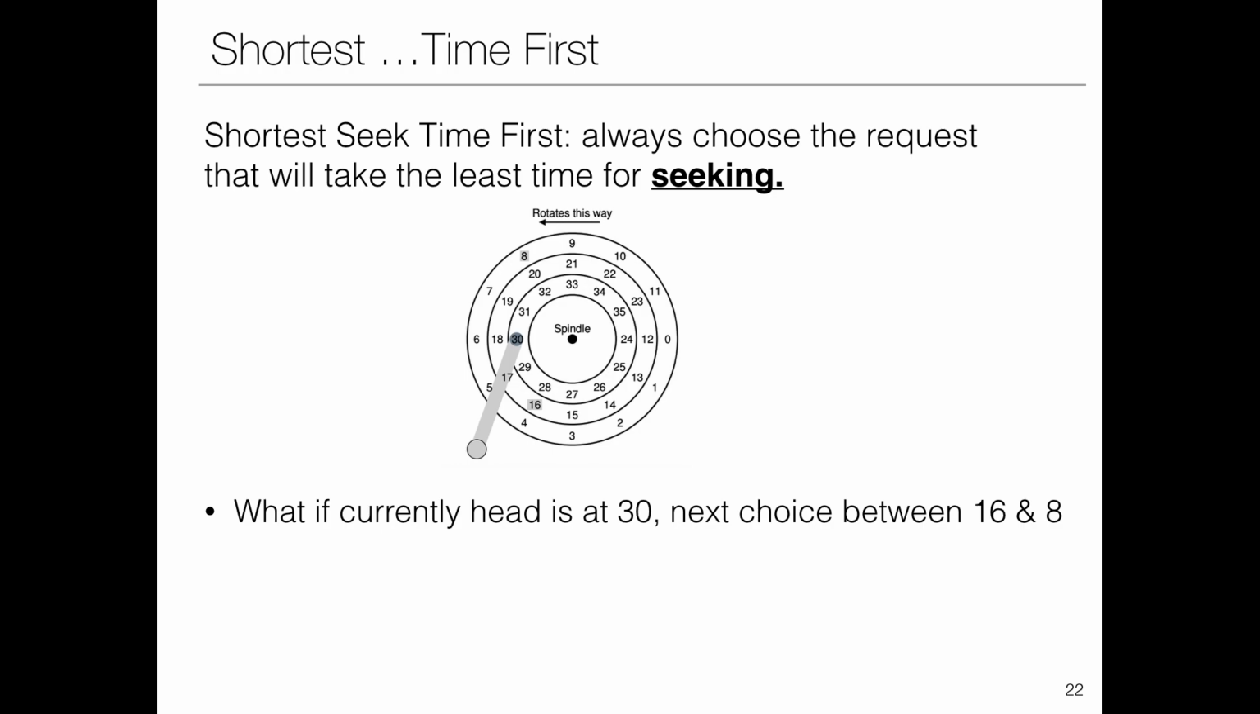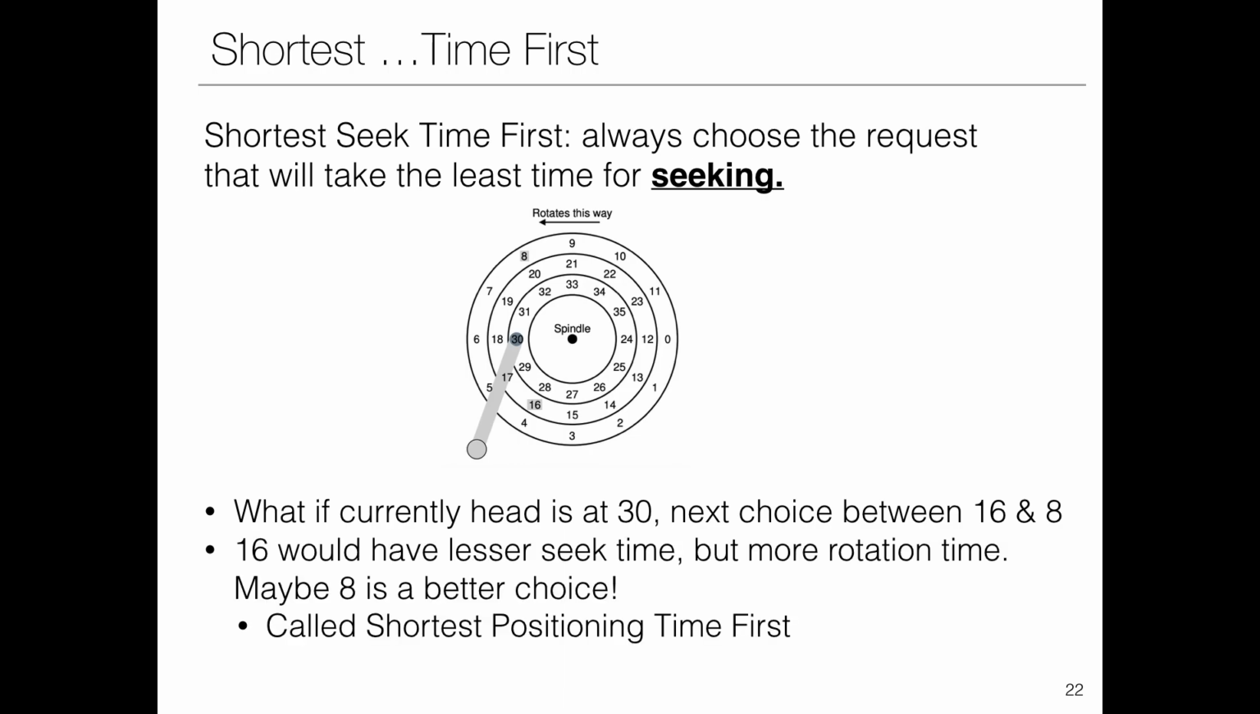Head is at 30. Choices between 8 and 16. 16 makes sense because 16 is closer, right? Closer, but it requires fewer seeks. But it requires more rotations. So that is why shortest seek time first is not a fully complete algorithm, because it's only looking at seeking. But we also have a rotation period.